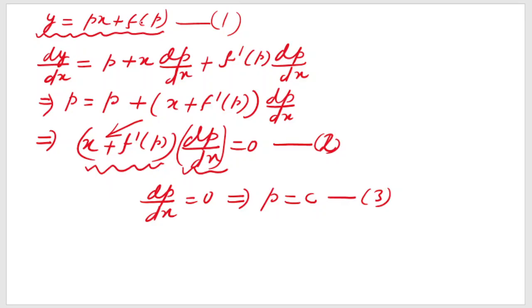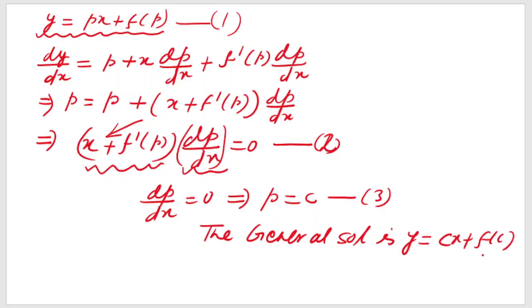So if you take equation 1 and equation 3 and eliminate p, what will be the general solution? The general solution is y is equal to cx plus f(c). This is what I told you in the beginning itself, that you don't have to do all these steps. You can directly replace p by c if you come across any differential equation which appears in the Clairaut's form. Now my intention here is to also talk about the singular solution.